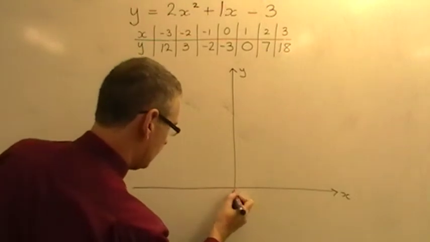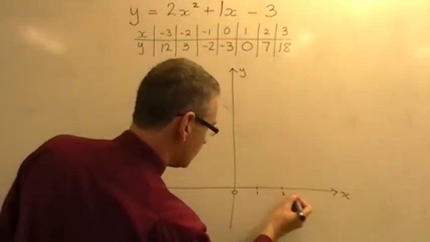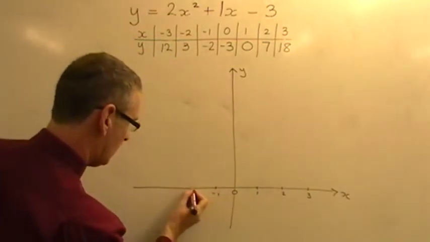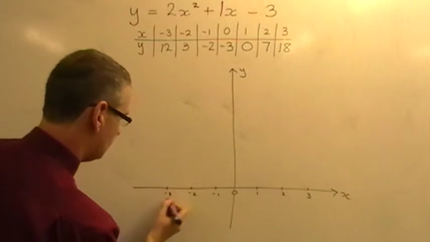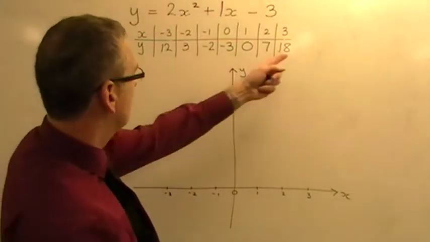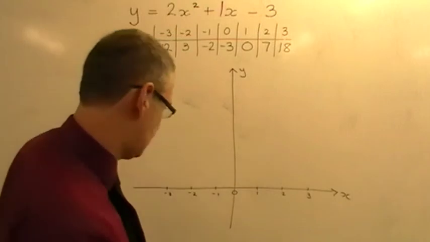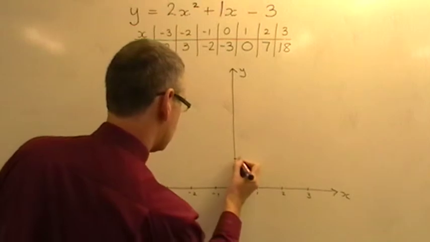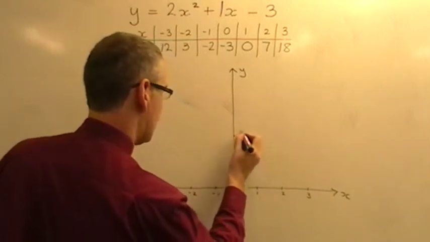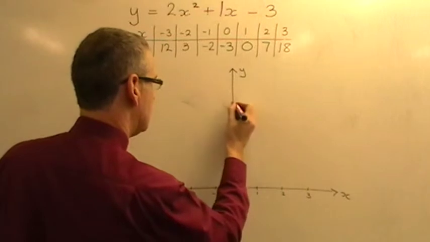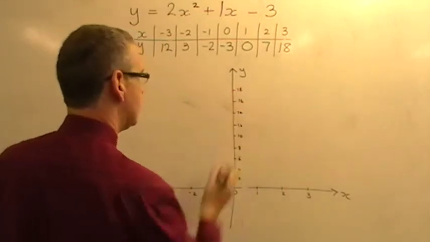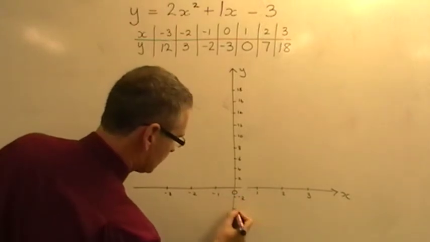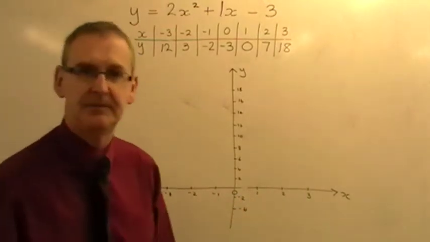Okay, so the x values are 0, 1, 2 and 3, and they go down in equal spacings, minus 1, minus 2, minus 3. And the y numbers go up to 18, so I'm obviously going to have to change the scale here. So I'm going to go up in 2s, 2, 4, 6, 8, 10, 12, 14, 16 and 18, and going down the same way in equal divisions, minus 2, minus 4, something like that.